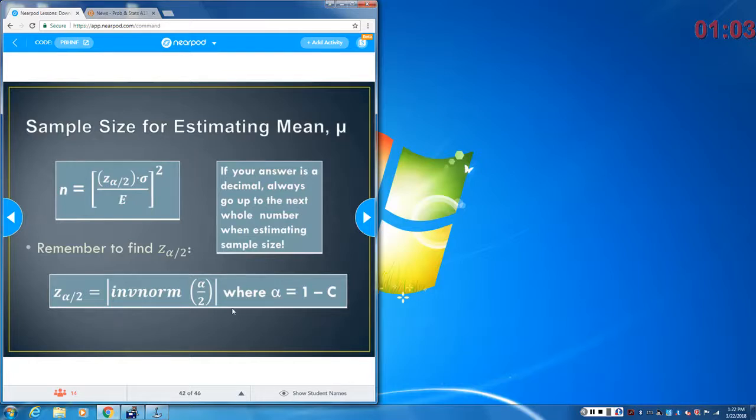It's the same formula for the critical value. If we need to find it, you can find that by taking alpha divided by 2, inverse norm of that, the absolute value. Alpha is 1 minus C.